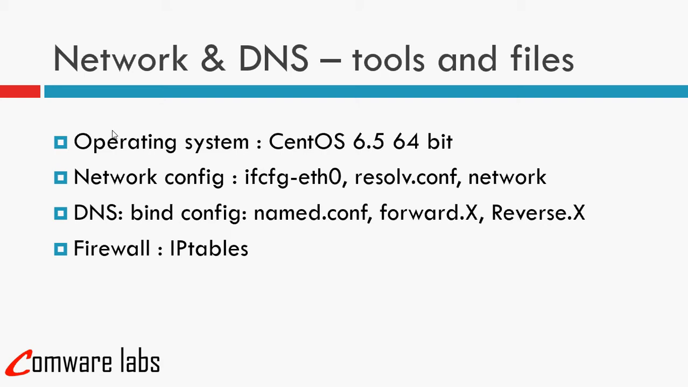For network configuration, we're going to edit three files: ifcfg-eth0, resolv.conf, and network. And for the DNS server, we're going to use the BIND server, and we're going to edit the named.conf file and create forward.convalabs and reverse.convalabs files. And we're also going to edit the iptables firewall.